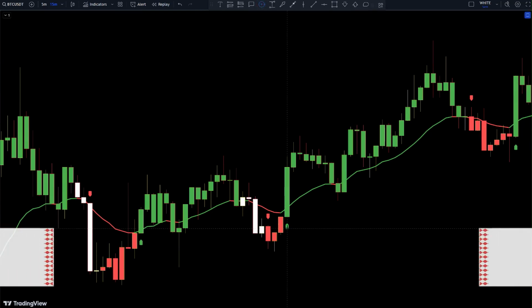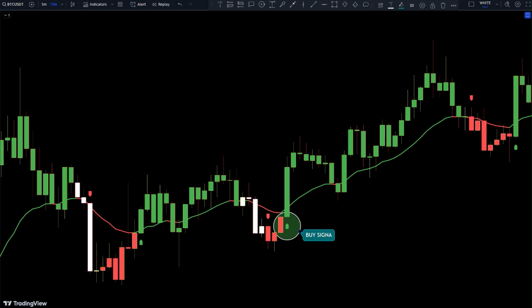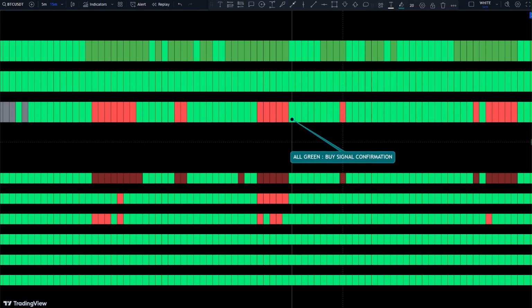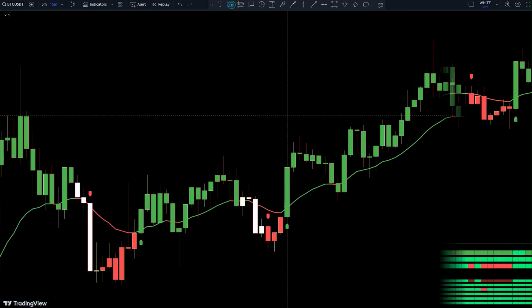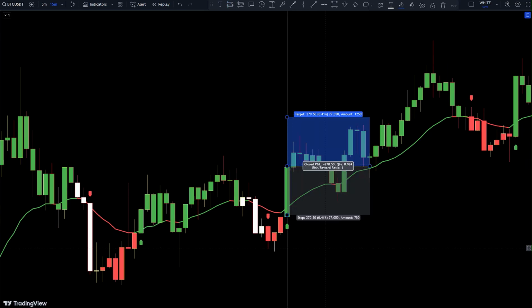So when we receive a buy signal on the chart, it's crucial to cross-check it with the 10 Indicators in One to confirm or filter out the signal. If all components of the 10 Indicators in One are green, it indicates a bullish momentum and trend in the market, confirming the buy signal. In this case, we can confidently open a buy position at the closing price of the signal candle.